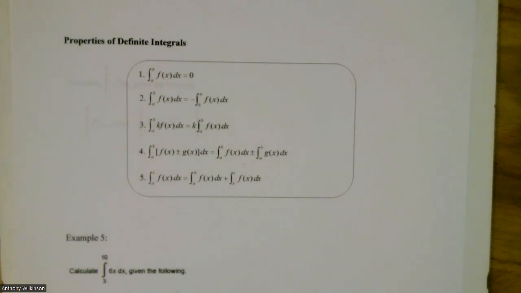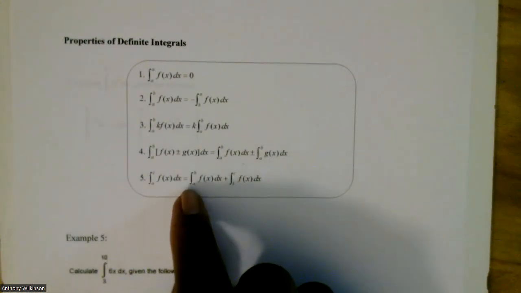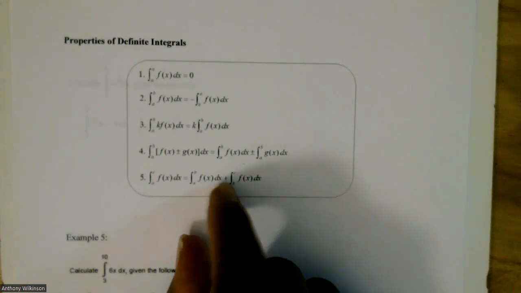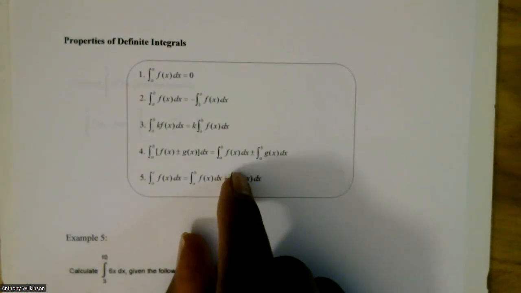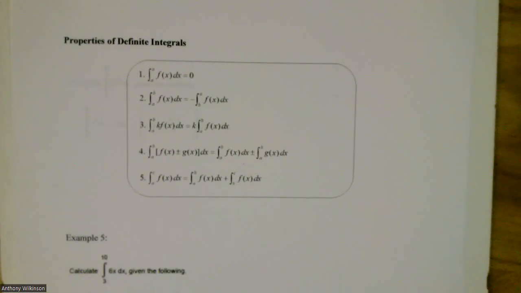And then number 5, the integral from a to c of f of x dx, we can break that up as the integral from a to b of f of x dx plus the integral from b to c of f of x dx. Okay.